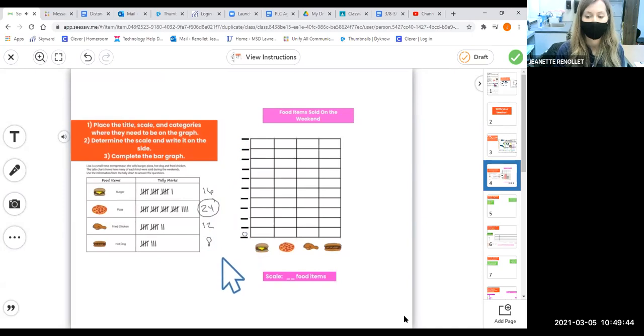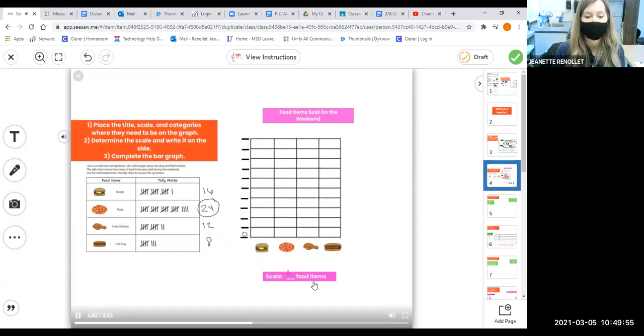But one thing I notice about these 4 numbers is that they are all multiples of 4. If I do my 4 chant, 4, 8, 12, 16, 20, 24, I hit all 4 of them. So I'm going to try a scale of 4.